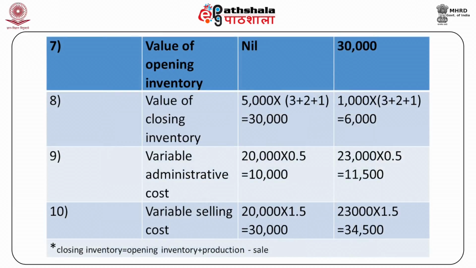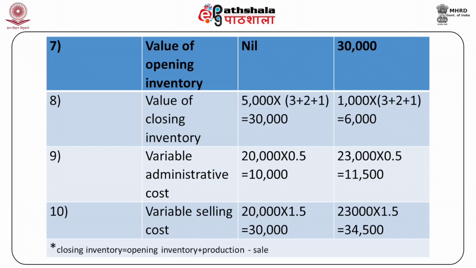The value of opening inventory is nil in case of 2013. The value of opening inventory in case of 2014 is 5,000 into 3 plus 2 plus 1, which is 30,000. The value of closing inventory for the year 2013 is 5,000 into 3 plus 2 plus 1, which is 30,000. The value of closing inventory for the year 2014 is 1,000 into 3 plus 2 plus 1, which is 6,000.